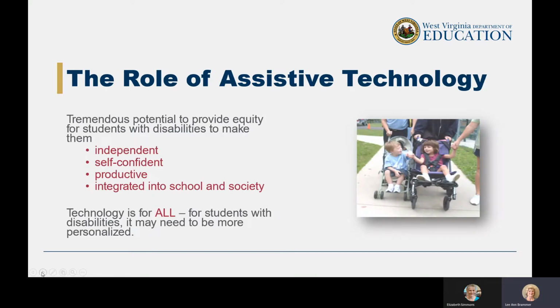When we think about assistive technology, it gives us the opportunity to make students with disabilities independent, self-confident, productive, and integrated into the school and society. Technology is for all, and with disabilities, it may need to be more personalized.